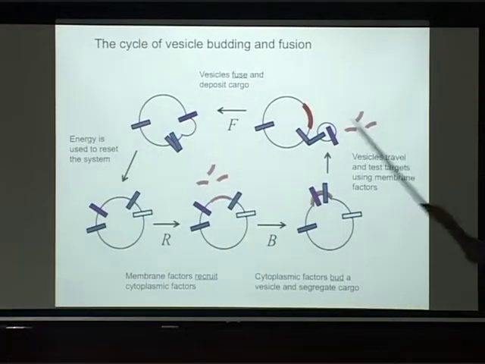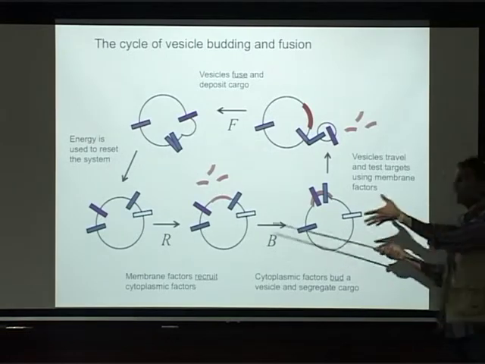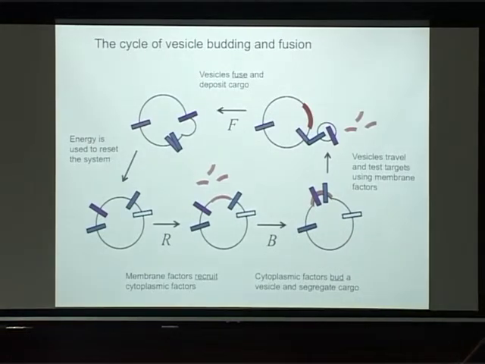Okay? But this is the cycle, and you can read about this. This is the bread and butter of any cell biology textbook. And how people discovered all this is deeply interesting, and I don't have time to get into it now.